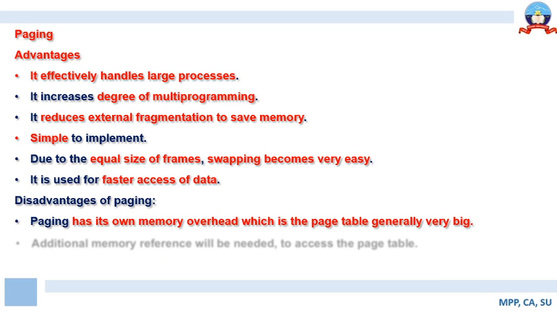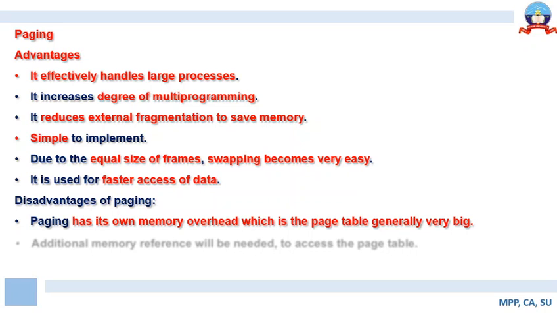The first disadvantage is that paging has its own memory overhead. The overhead is because in order to perform paging, we need to implement a page table. A page table is a table that keeps track of the status of all the pages in the memory. So paging involves memory overhead, because a page table is to be maintained that keeps track of the status of the various pages, and generally the page table is very big.